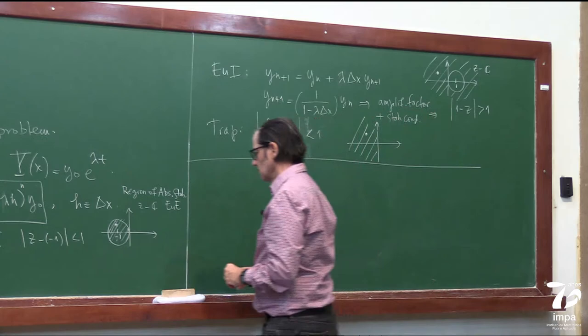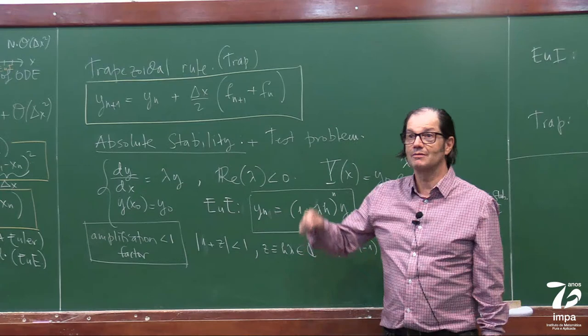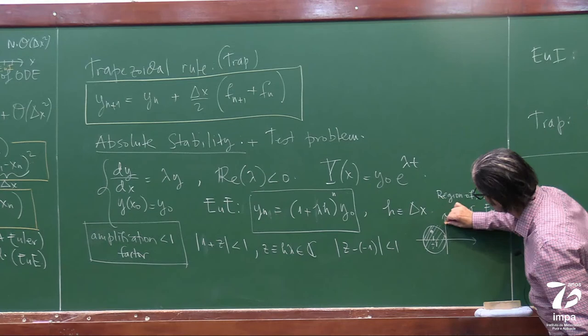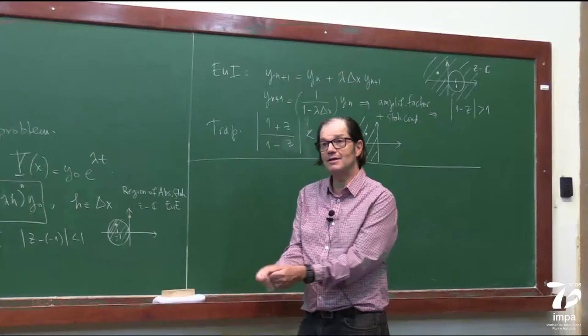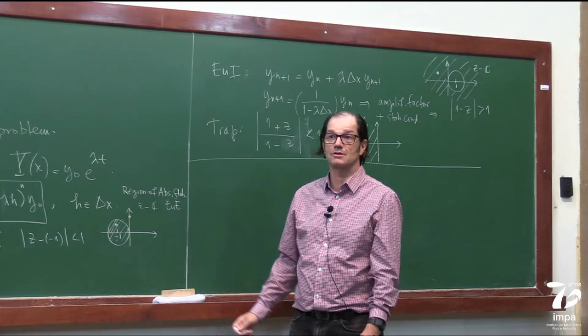lambda, which will eventually be an eigenvalue of a matrix, is purely imaginary. The solution is e to the i theta t. It's oscillatory, sine or cosine. Therefore, look at this. I do this, you already know the answer. I'm dead. I cannot get this guy inside the disk. Even if I make delta x smaller, I cannot get it inside the disk. Super simple, right? Geometrically, the explanation is here.